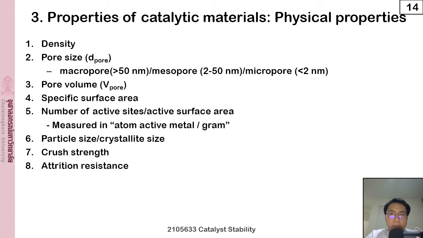One important physical property is the number of active sites, or we can call it the active surface area. This is different from number 4, since here we only count the surface area that has the active site, not the whole surface area. So this value will be less than the specific surface area. Also, number 6 is particle size, which is typical in particle technology. And the last 2 are the strength to withstand the crush and the attrition during the process.